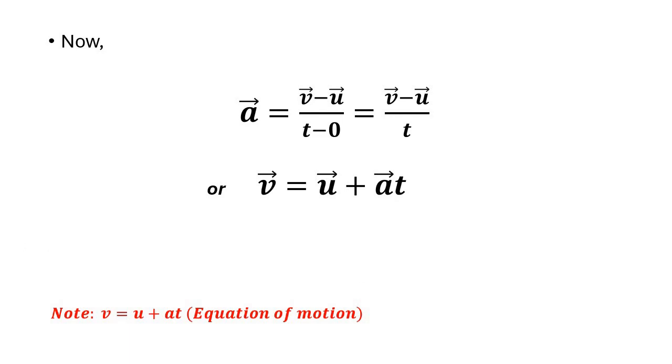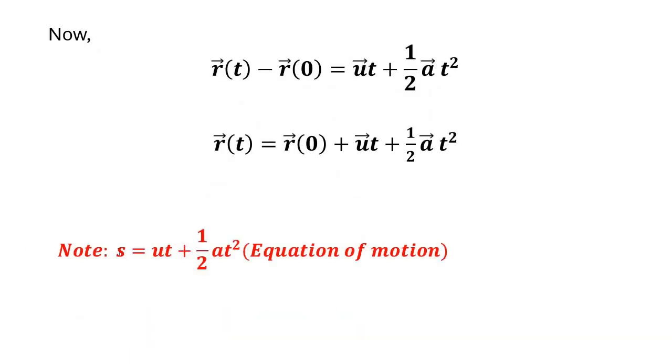Now there is the second equation of motion, which is represented as s is equal to ut plus half at square. Here s is the net displacement or the net change in position of the object. Okay, u is initial velocity, a is acceleration, and t is the time taken.